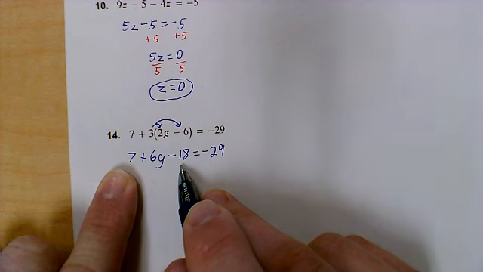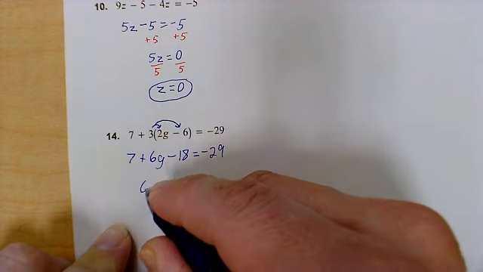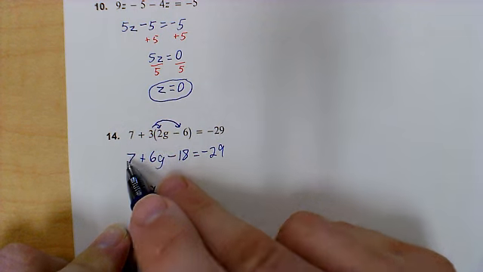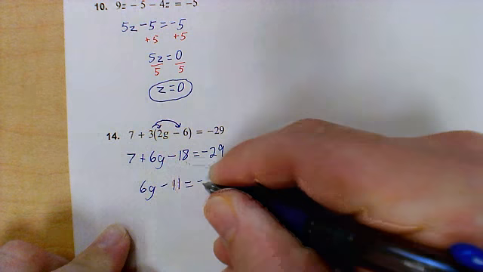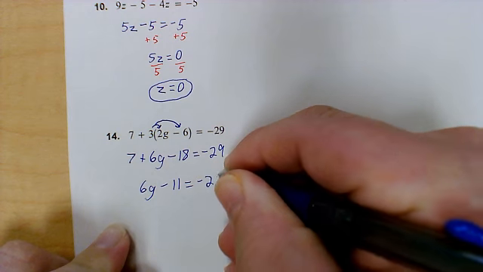All right, now what's up is I'm going to combine like terms again. So 7 minus 18 are the like terms I can combine. So I am going to still have 6g. 7 minus 18 is negative 11, equals negative 29.